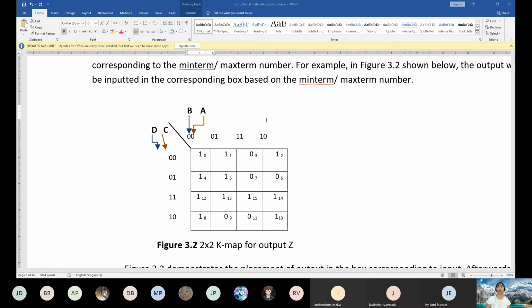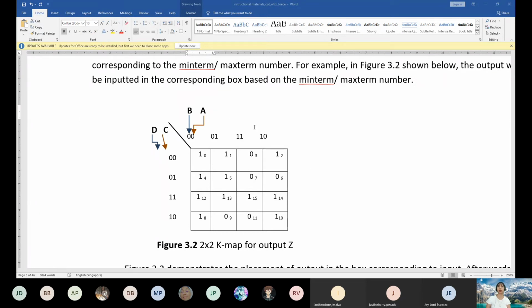Then after that, we will input the Z inside the squares. For the first square, which corresponds to 0, 0, 0, 0, we have an output of 0. Then for 0, 0, 0, 1, the output is 1, so we put 1 here. For input 0, 0, 1, 0, the output is 1. And for input 0, 0, 1, 1, the output is 0.